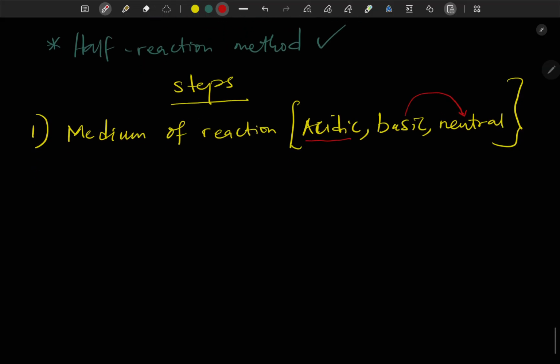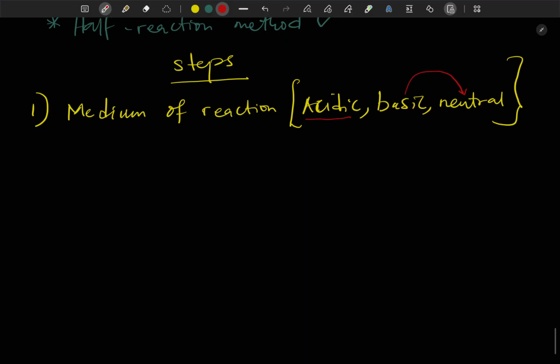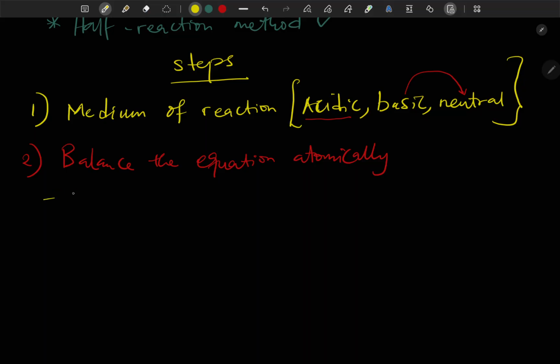So how do we balance redox reaction in acidic medium? Now that we've identified that we want to balance in acidic medium for this video, the next step is to balance the equation atomically. That means balance the number of atoms at the right hand side and the left hand side. So how do you do that? You start with the central atom. Firstly, balance the central atom.